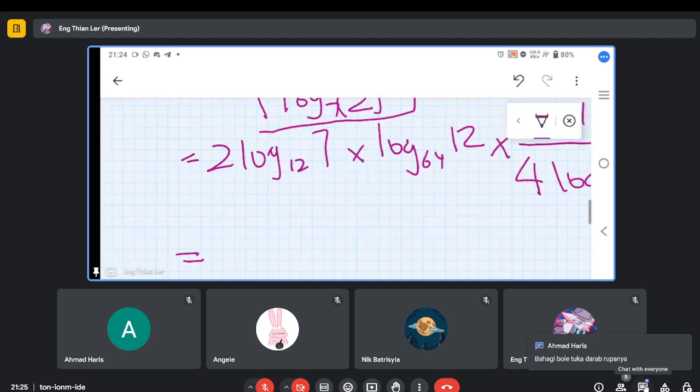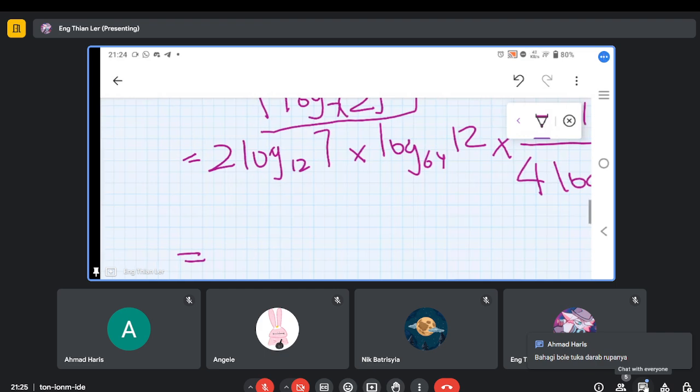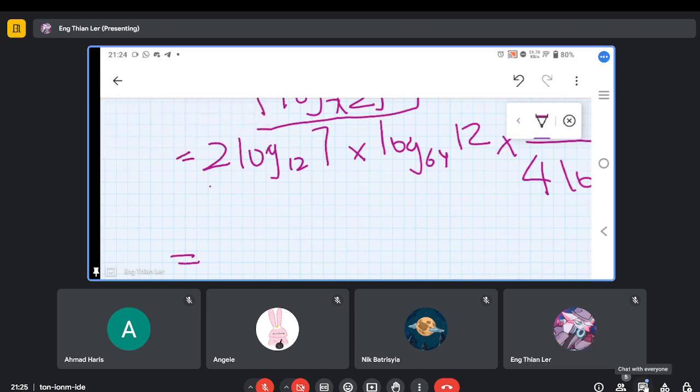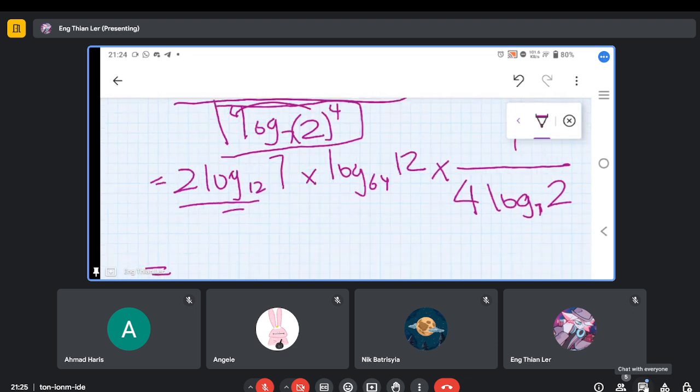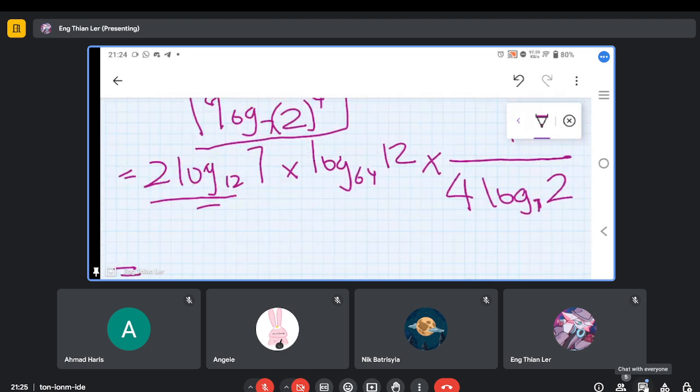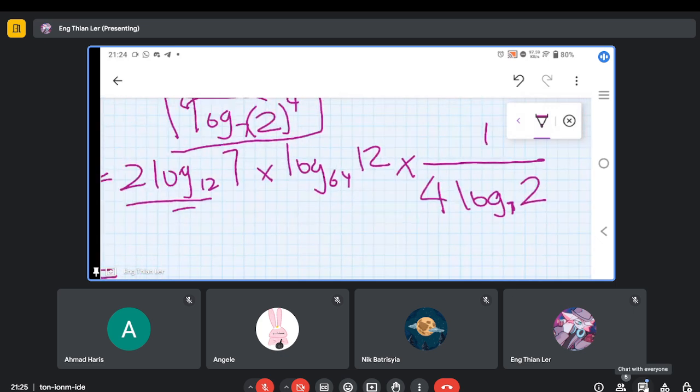Okay, kita tukar base, bahagi boleh tukar darab depannya. Ya. So look at this. Because look at the log base 7, there is no log base. We got one log base 7 here, and we don't have log 12. So what are we going to do? We're going to reverse the A and B.